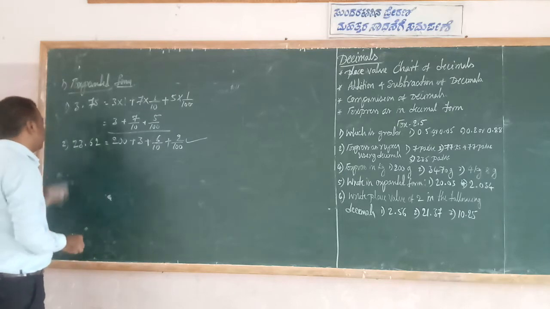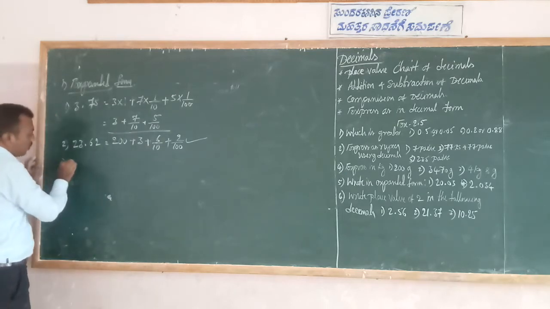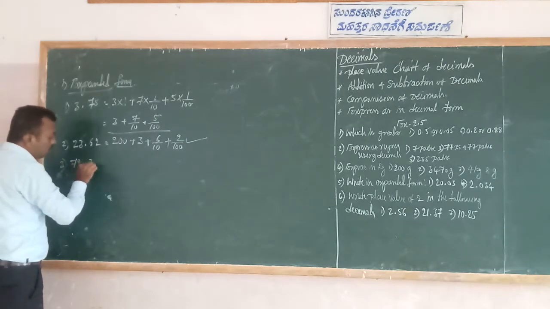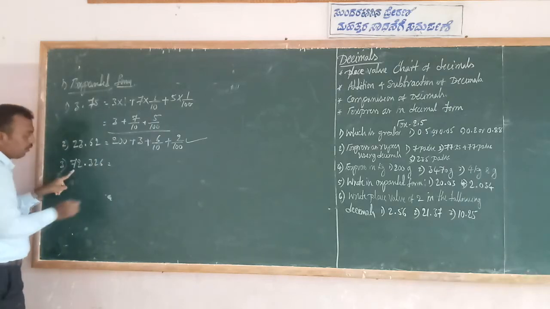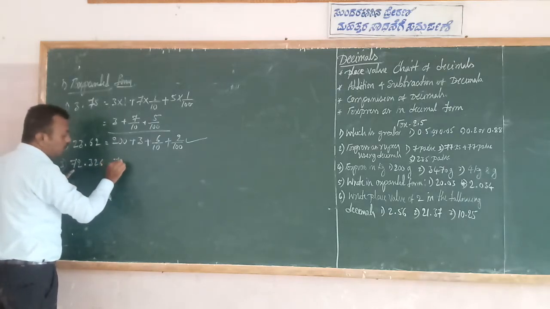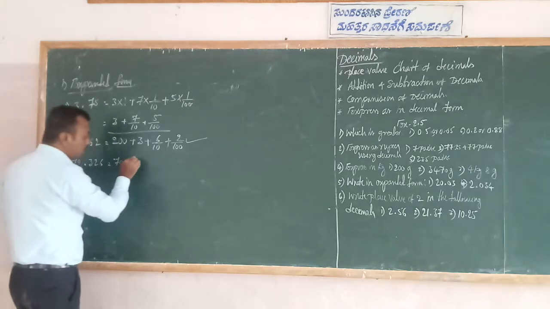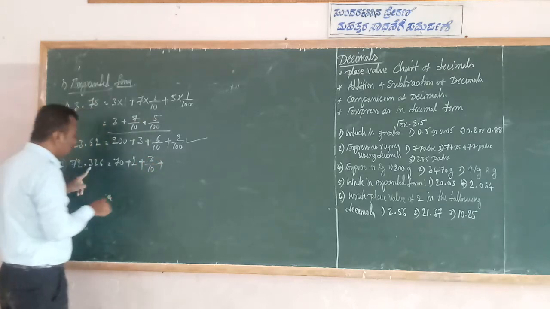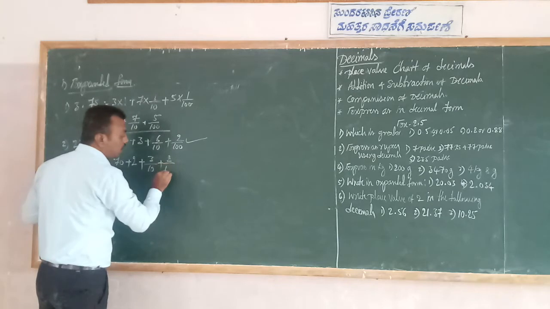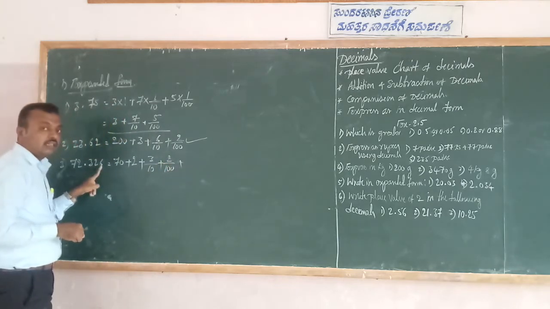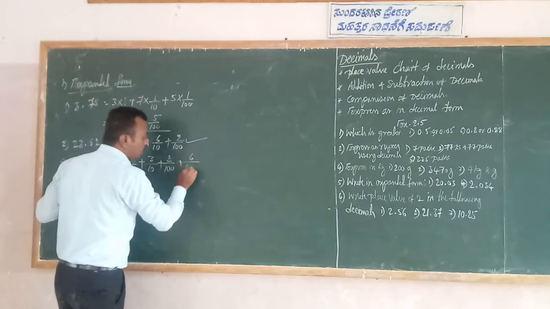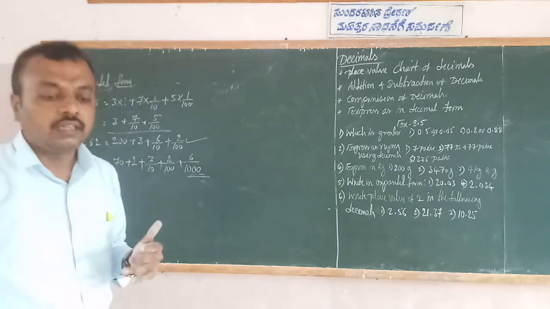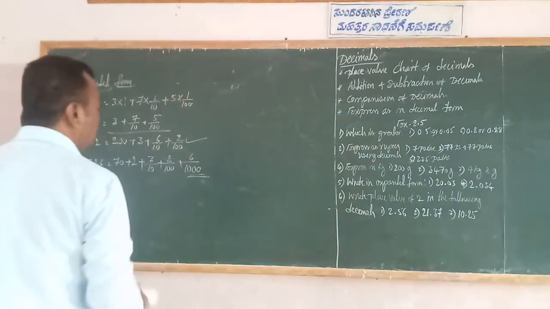Okay. So next students, one more example. 72.326. Yes, 7 is in the tens place, therefore it becomes 70. 2 is in the ones place, therefore it is 2. Plus 3 is in the tenths place, therefore 3 by 10. Then plus 2 is in the hundredths place, therefore 2 by 100. Plus 6 is in the thousandths place, therefore 6 by 1000. Are you understood? So like this we have to expand decimals.